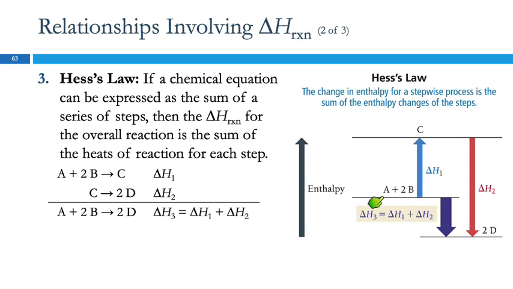So here we have our reactants. They have a certain amount of internal energy. And when they react to form C, they're taking energy in from the surroundings and gaining energy. When C reacts to form D, it releases a lot of energy into the surroundings. So the overall change is this distance here, which is this positive number plus that negative number.